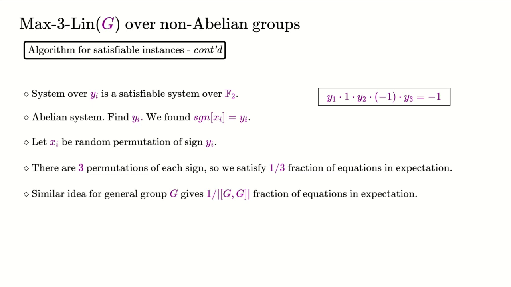I will not tell you what commutator subgroup is. However, it's usually smaller than G. And in this case, we get a better approximation than 1 divided by the size of G approximation, which simply takes a random element from G.